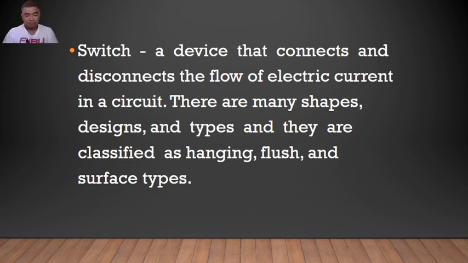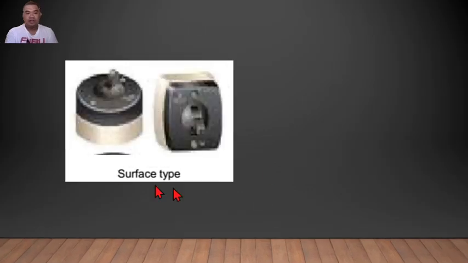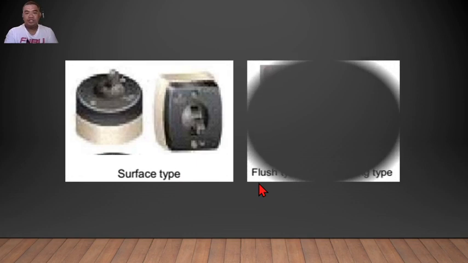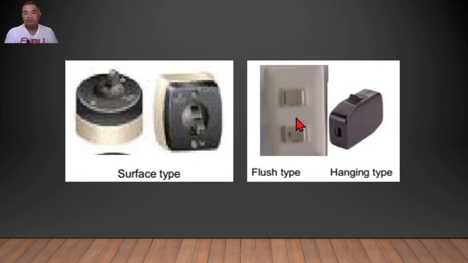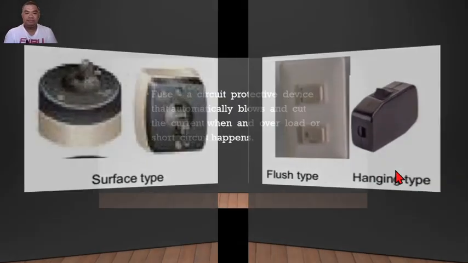In case you turn off the switch, it will disconnect the flow of current, so our circuit will now be considered open or off. We have different types of switch: hanging, flush, and surface types. These are the appearance of surface type switches, and we also have the flush type and the hanging type.